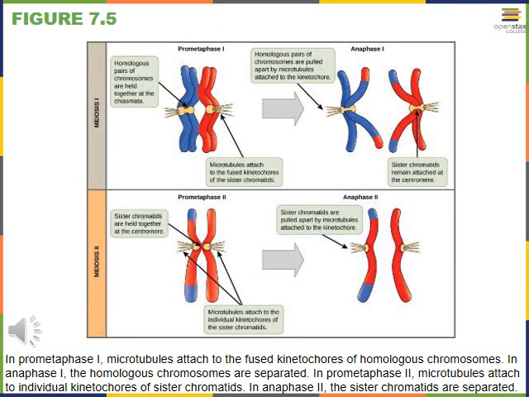In this figure, we are comparing what happens in prometaphase 1 to anaphase 1 and prometaphase 2 to anaphase 2. So basically we're comparing meiosis 1 with meiosis 2. And for our purposes, remember we're only talking about four stages of meiosis: prophase, metaphase, anaphase, and telophase.